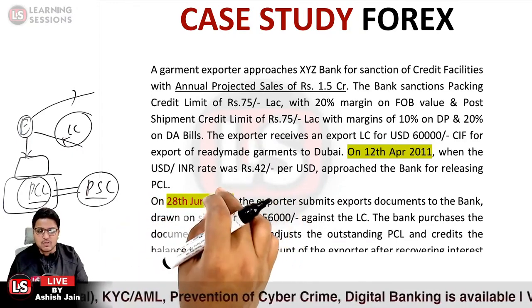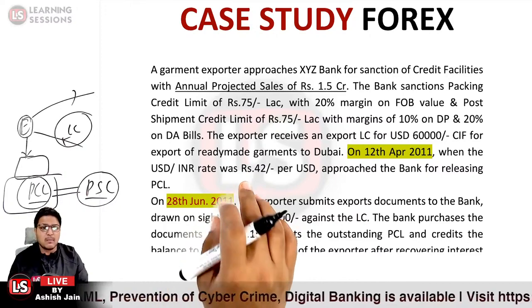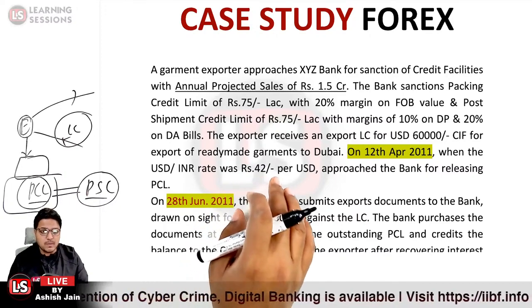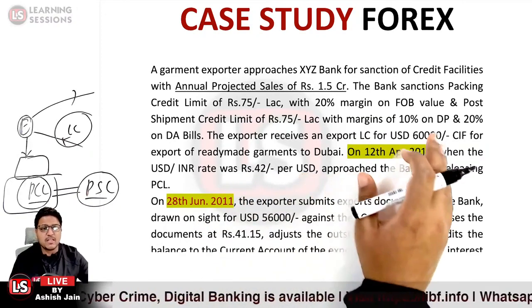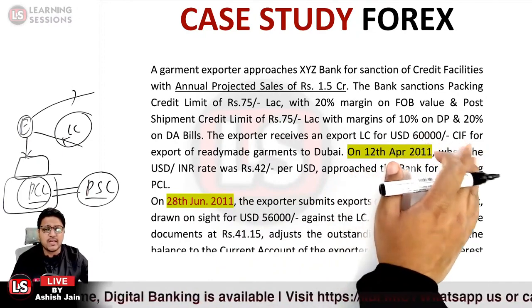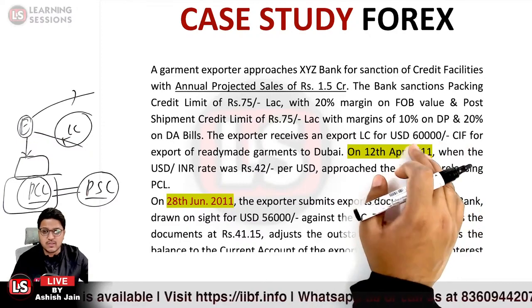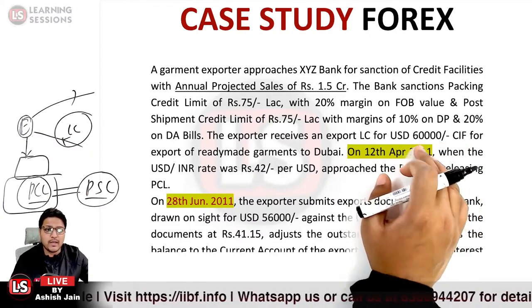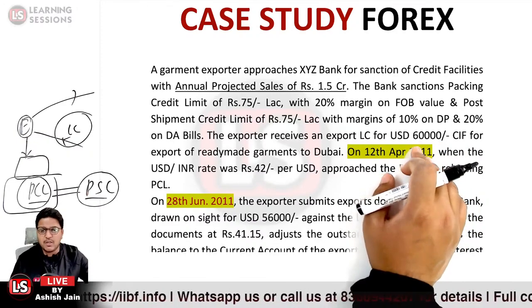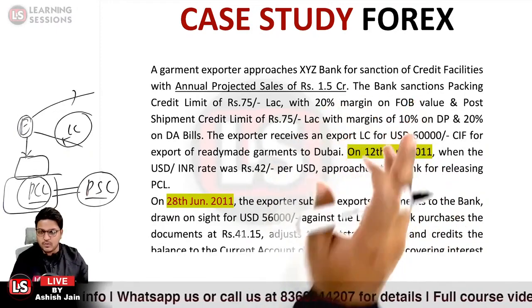When the LC was received in that scenario, the USD rate was 42 rupees. Further, it is related to what value? It is related to the CIF value, that is cost, insurance, freight value, given as 60,000 USD, whereas we need to calculate the pre-shipment credit on the FOB value. Are you getting this point now?